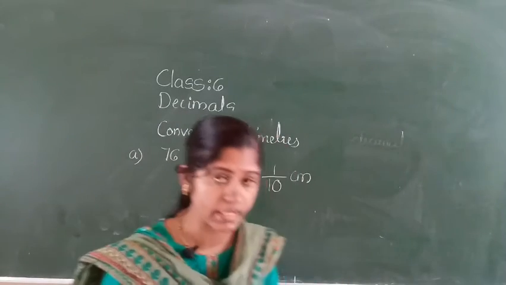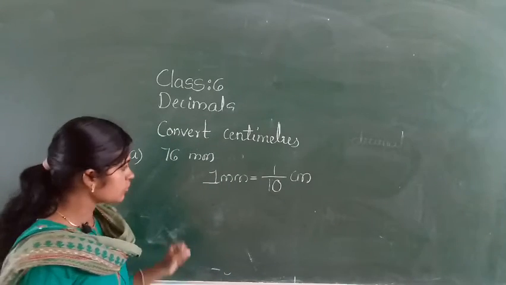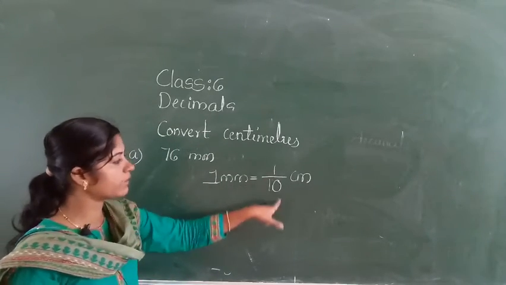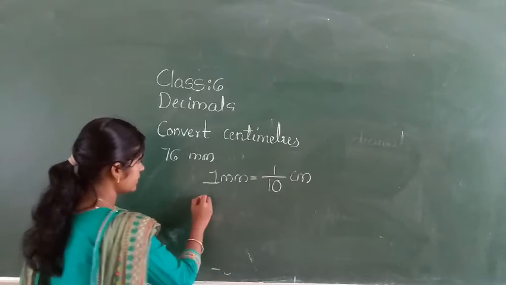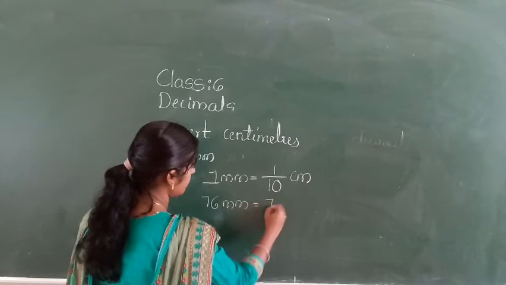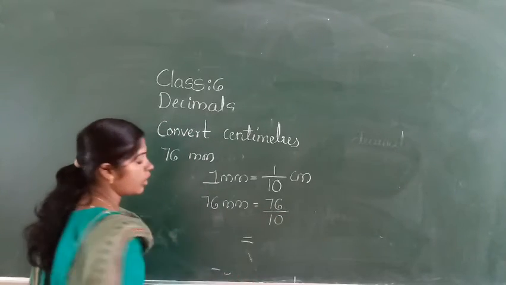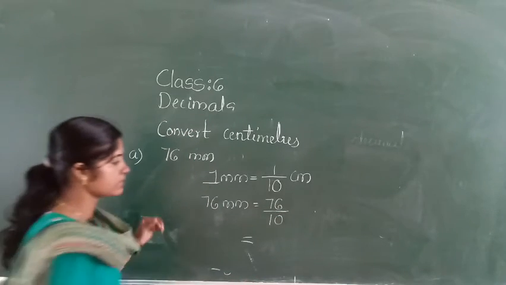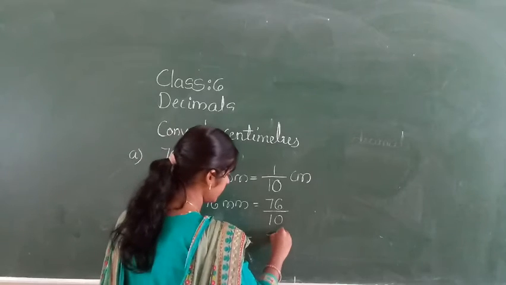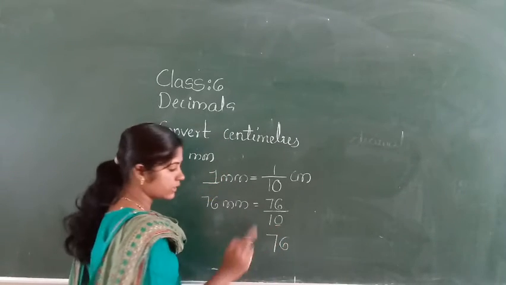So what is there here? The first question is 76 mm. So 1 mm is equal to 1 by 10 centimeter. Then 76 mm is equal to, what to write here? 76 divided by 10. So already you know how to convert this into decimals. First you need to write here the numerator 76. In the denominator how many zeros are there? 1 zero.